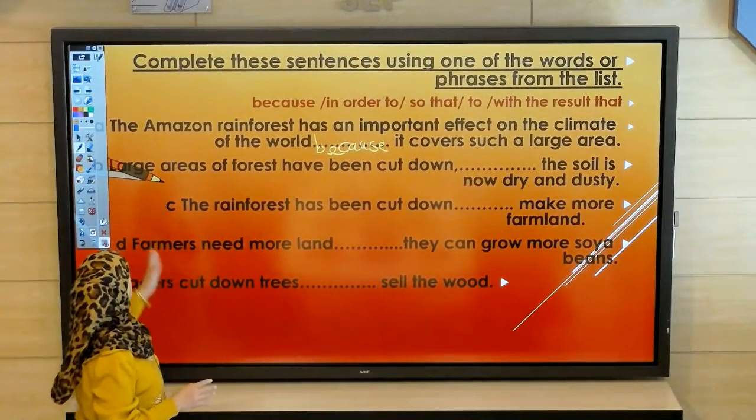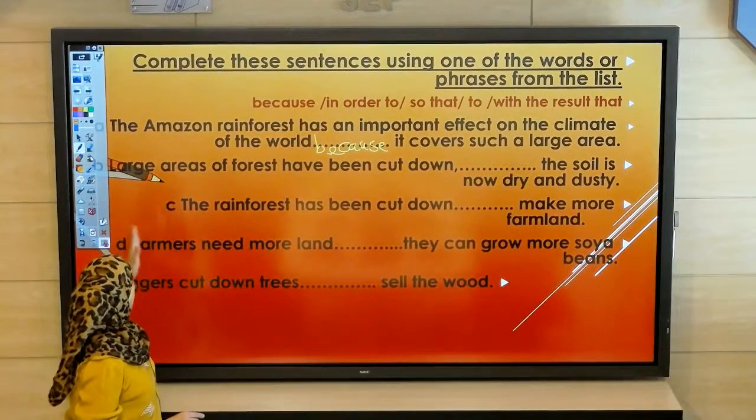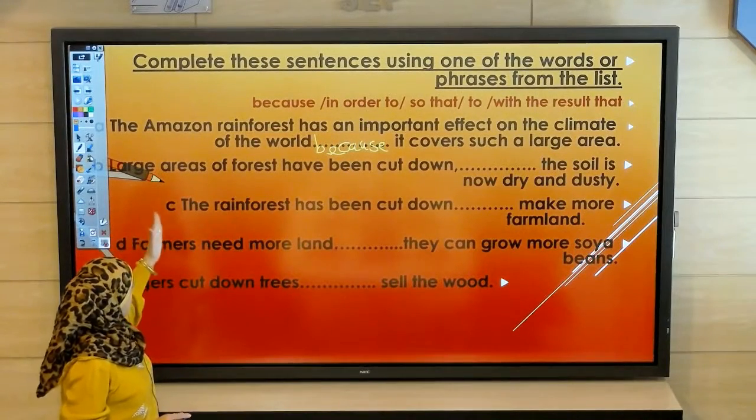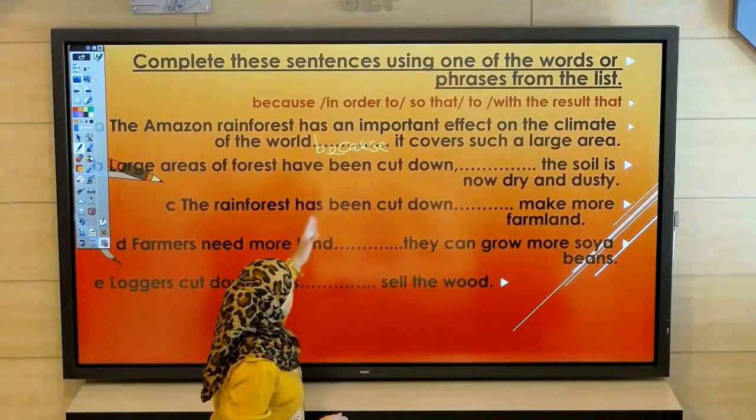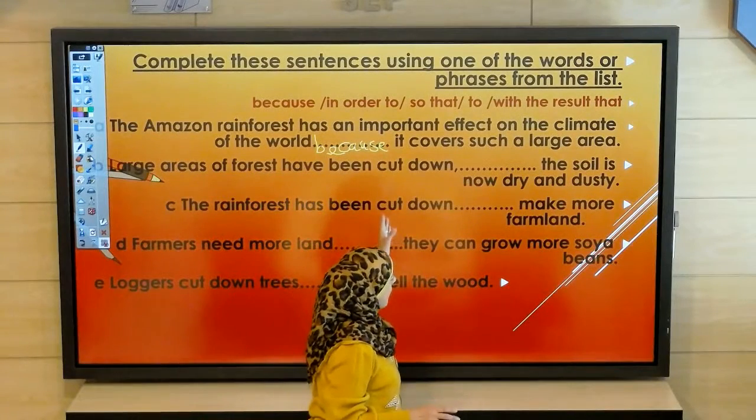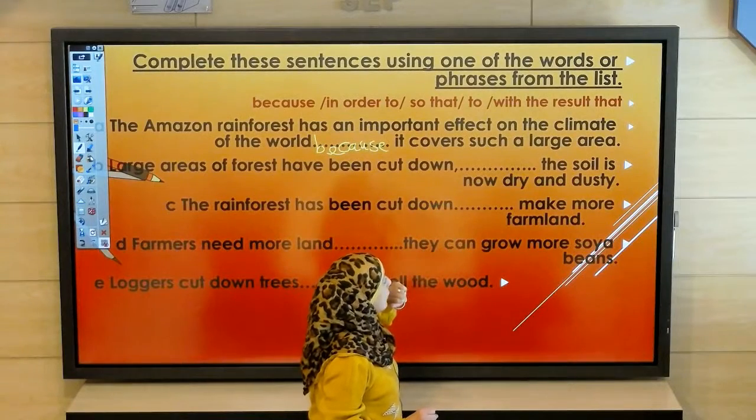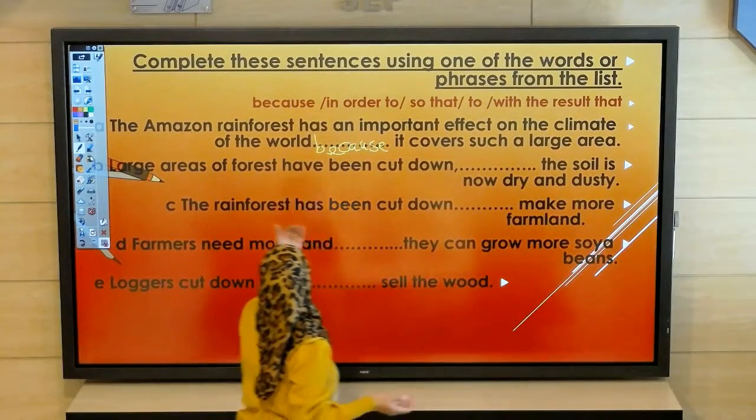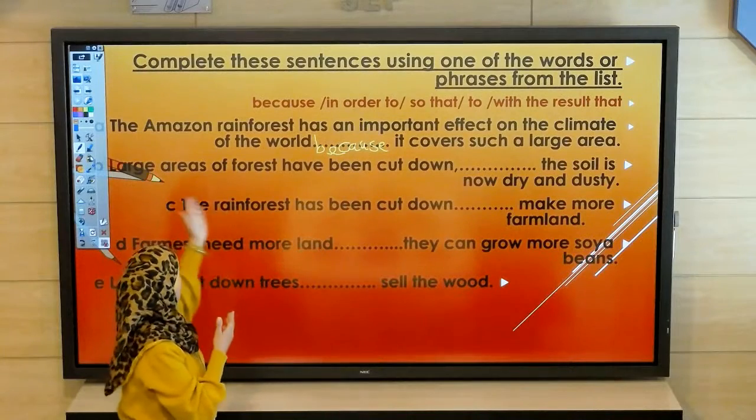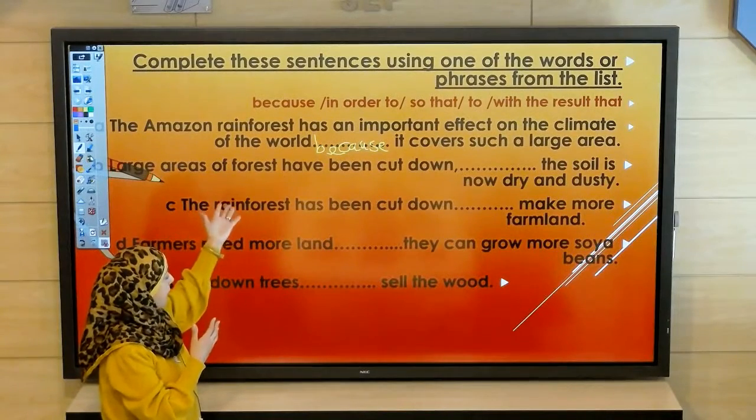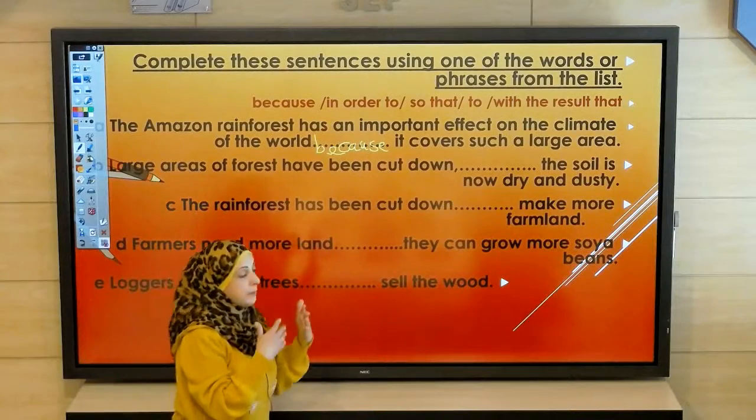Okay, now let's move to the second sentence. Large areas of the forest have been cut down. Okay, the soil is now dry and dusty. Notice, large areas have been cut down. Large areas of the rainforest have been cut down. Okay, so what is the result?